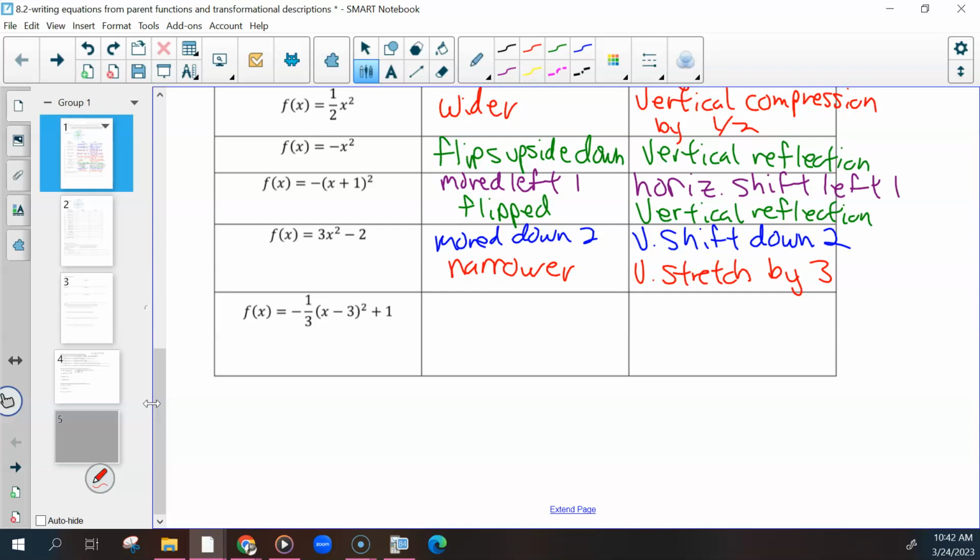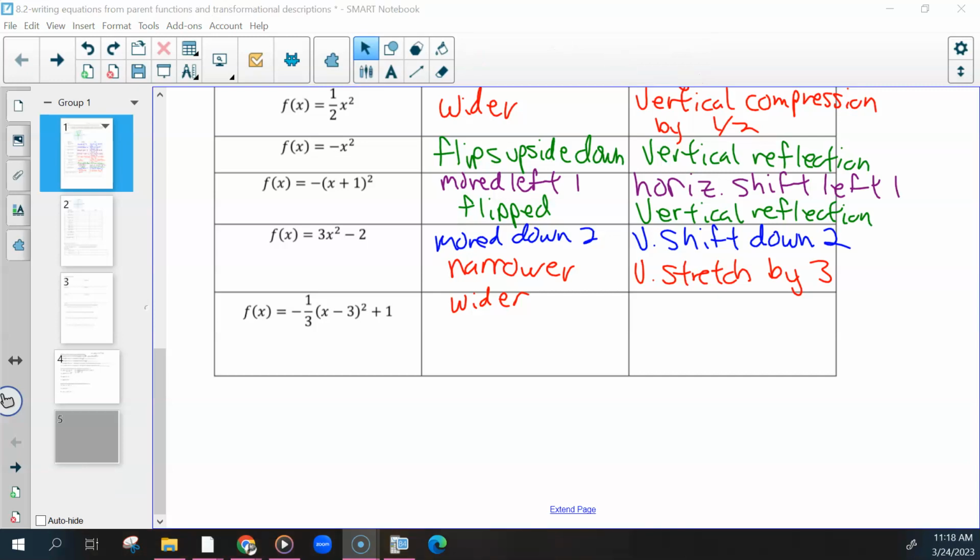Let's see, one thing that happens. It does get wider, yes. So then we'll write down the rest when we come back from lunch. Keep looking for the other ways this changed. We said that it was wider. What else changed? What else happened? It moved over to the right. It did do that.